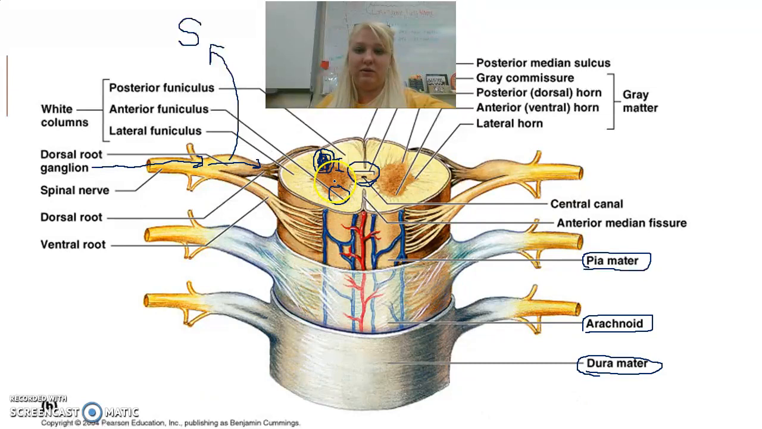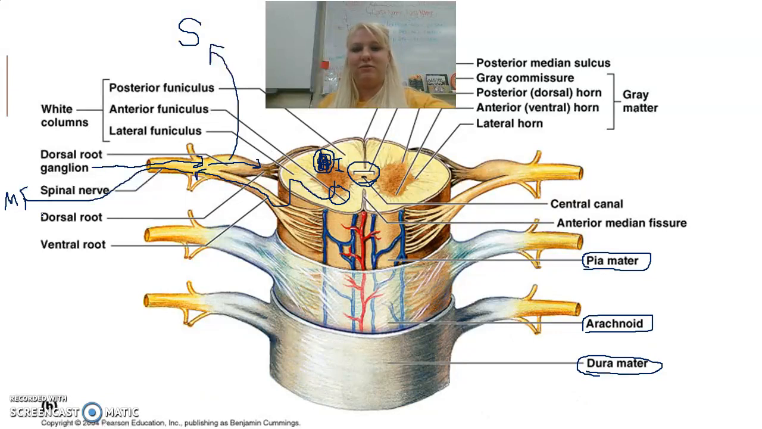It's then going to go into the ventral root, where a signal is going to be sent out of this ventral root right here into this spinal nerve, and it's going to go to your muscle. I'll put M for motor and muscle. So you can either drop your straightener or curling iron or step off of that Lego.